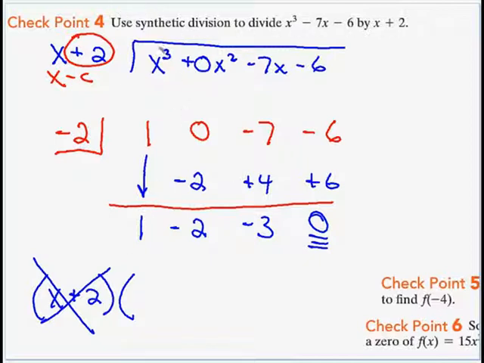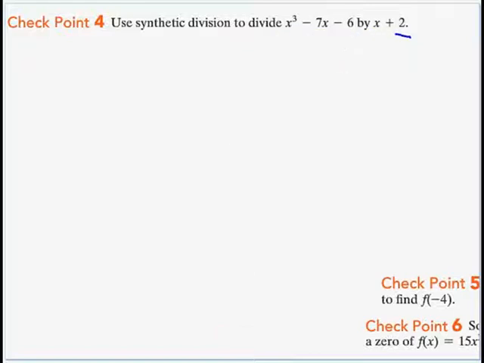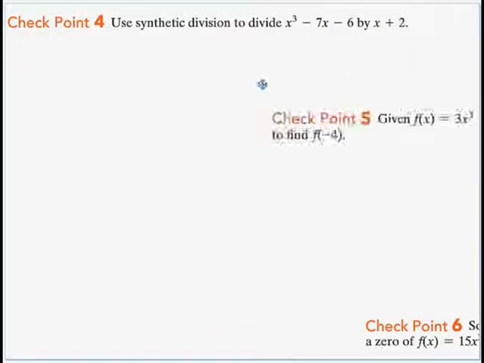Well, let's see here. We started with a third power. We divided by a first power. So our first number here will be 1x squared minus 2x to the first, and then our constant. We could factor that farther, but that's not what they were asking us to do. We divided this by this, and here's our answer. Number 5.